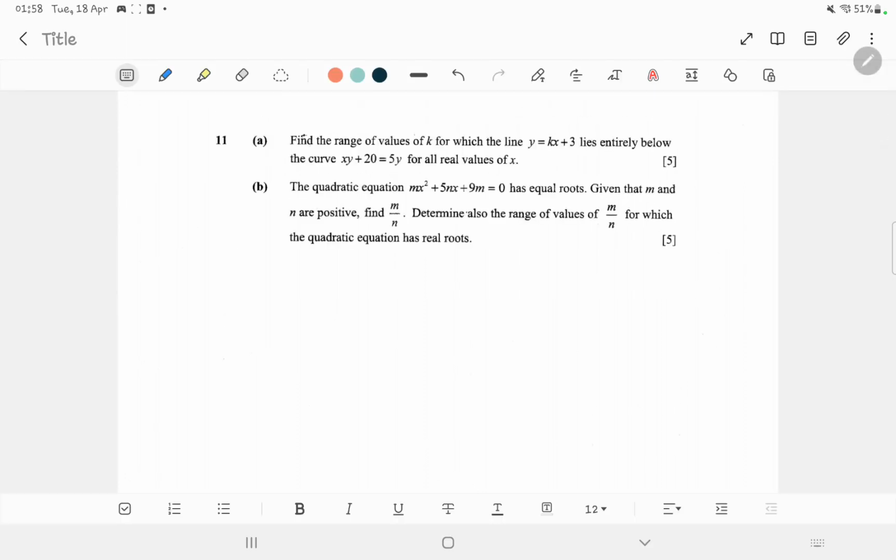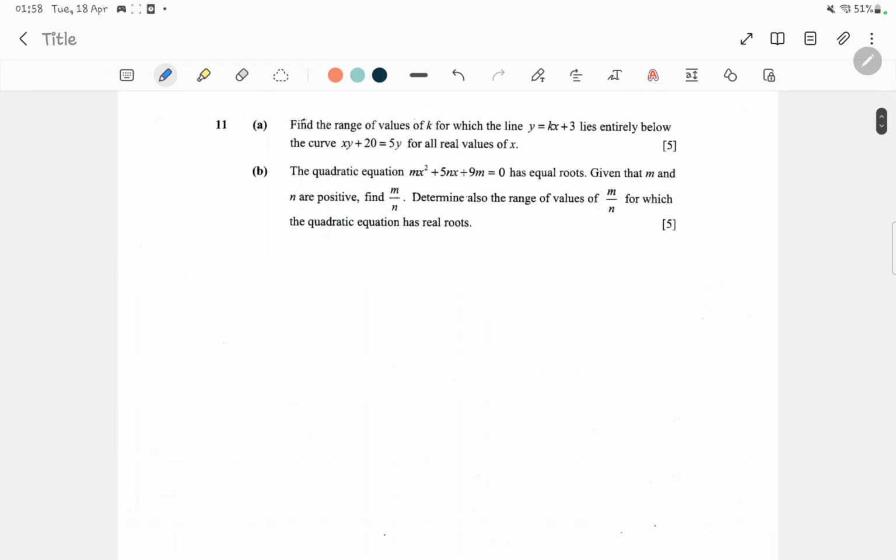We are going to write two equations out. The first equation will be y equals kx plus 3. So we call this equation 1. And we write xy plus 20 equals 5y. We call this equation 2. So what you have to do first is to substitute one of the equations into the other. So sub equation 1 into equation 2.